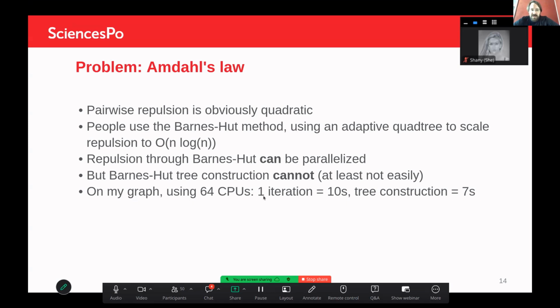For instance, on my graph using 64 CPUs, one iteration of the algorithm takes 10 seconds, and the tree construction itself is 7 seconds, which is bonkers. I will explain how we could find ways around this later.